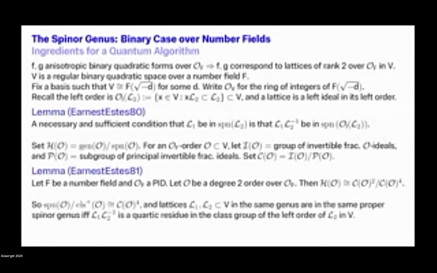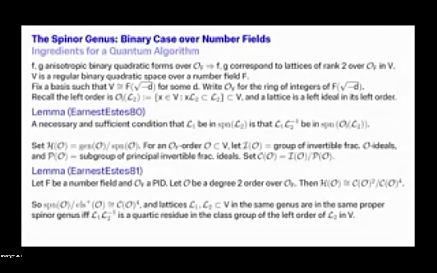When one combines these together, one finds the following: that the spinor genus of O, quotiented by the proper class group of O, is isomorphic to the ideal class group raised to the fourth power. So the fourth powers of the ideal class group. And if we have two lattices, L1 and L2 in B, and these lie in the same genus, then they're in the same proper spinor genus if and only if L1 times L2 inverse is a quartic residue in the class group of the left order of L2 in B.